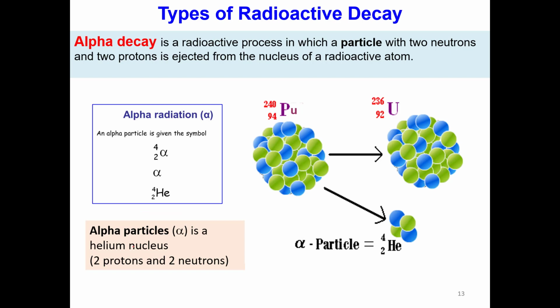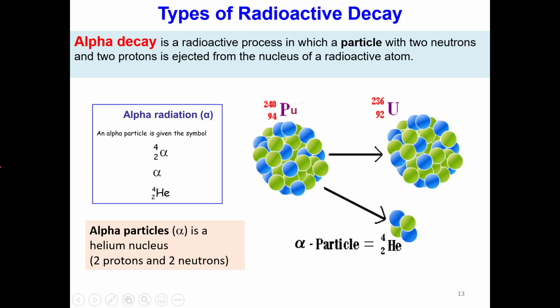Now we are ready to discuss each type of radioactivity decay. Let's start with alpha decay. This is a radioactivity process in which a particle of 2 neutrons plus 2 protons is ejected from the nucleus of a radioactive atom. In alpha decay, one particle with 2 neutrons and 2 protons is ejected from the nucleus.